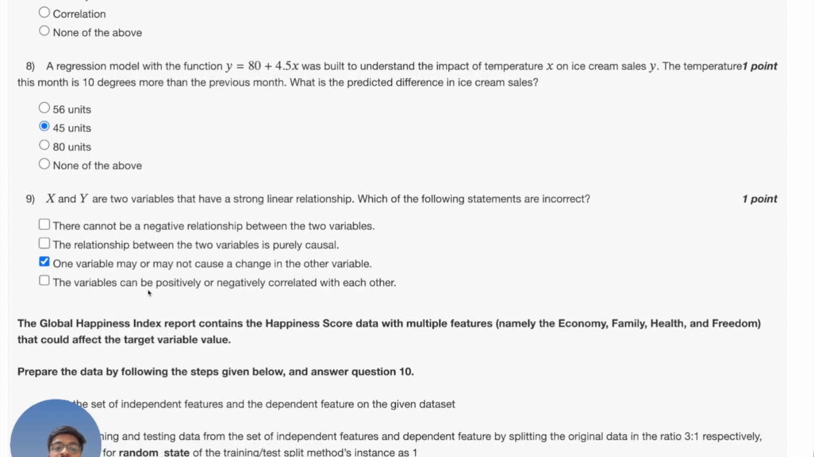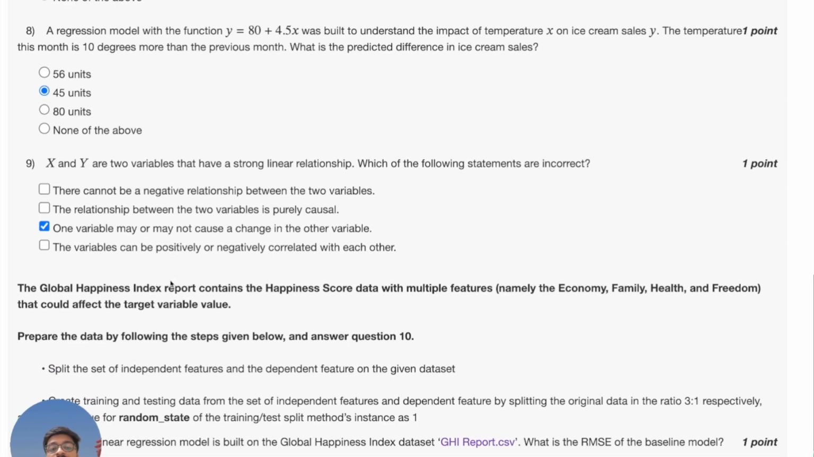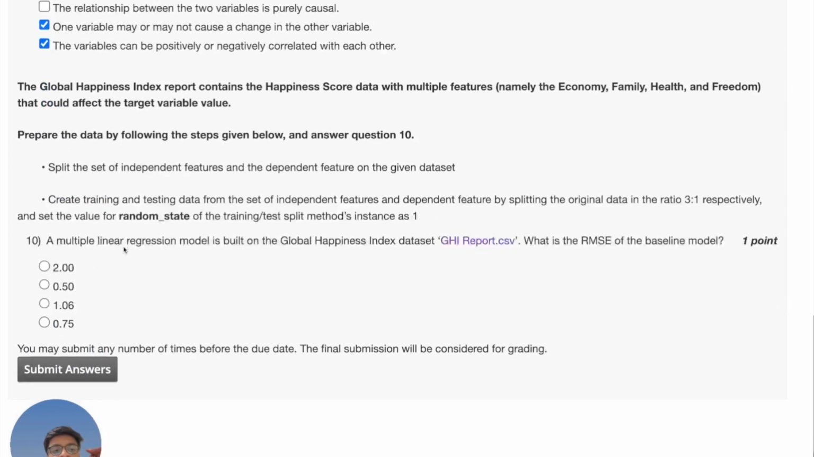The variables can be positively or negatively correlated with each other. It's not compulsory that it should be positive or negative. It may be any of them.